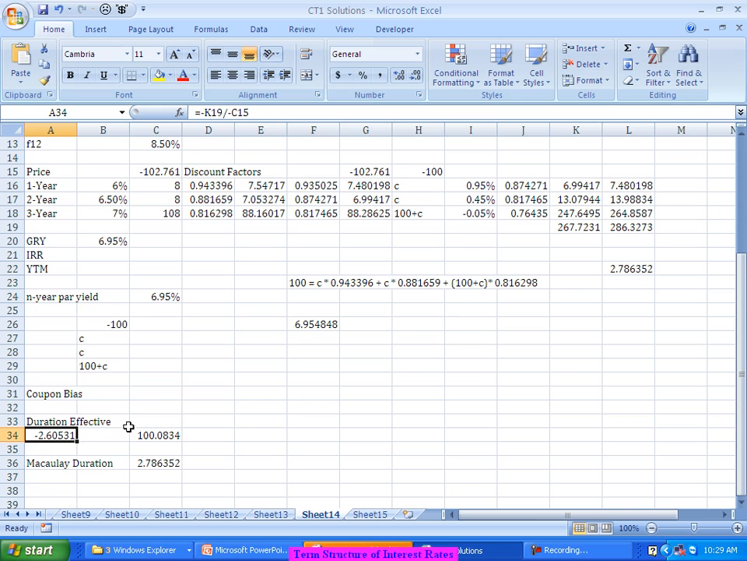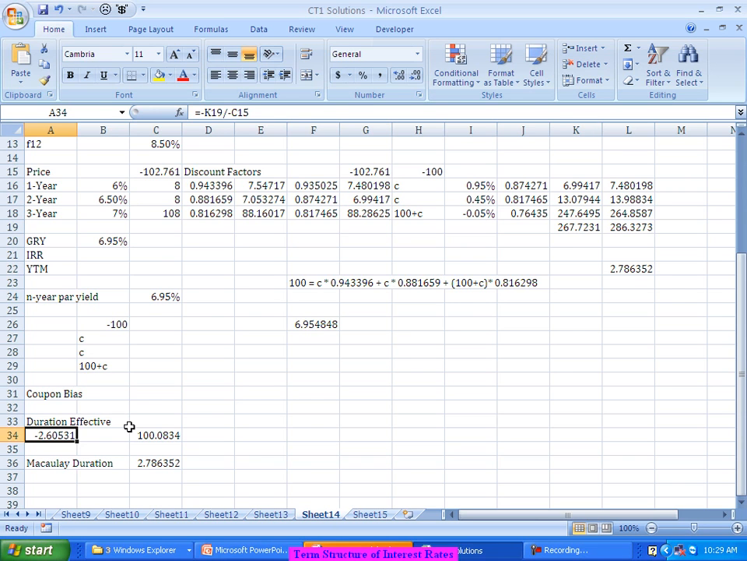The effective duration is 2.6, whereas the Macaulay duration is 2.78. What this says is, for a particular bond, if these are the characteristics of the bond, then if I take an equivalent zero coupon bond, the average maturity duration for this kind of bond is 2.78.